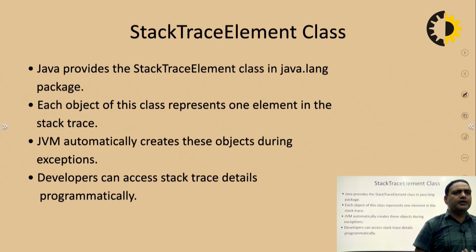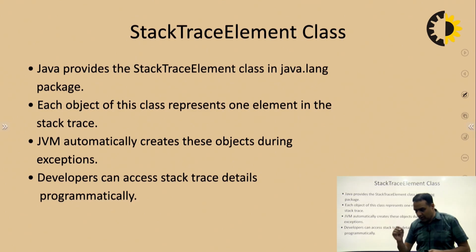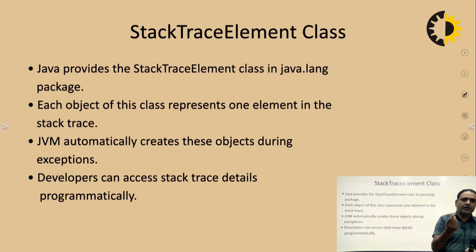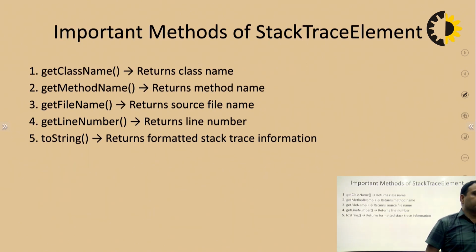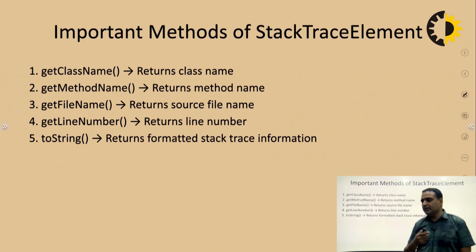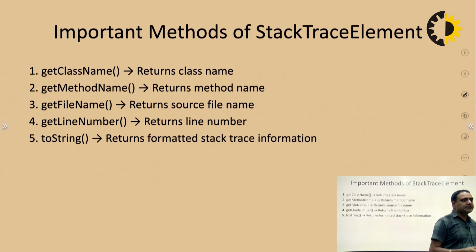you can view the detailed information of all the exceptions, and each particular exception is saved in an object. That's why the JVM automatically creates these objects during exceptions. Developers can easily access stack trace details programmatically. Important methods of StackTraceElement: getClassName returns the class name, getMethodName. All these methods are already defined in the StackTraceElement class, and through the object you can access them.